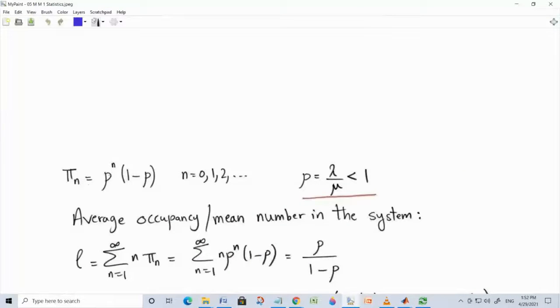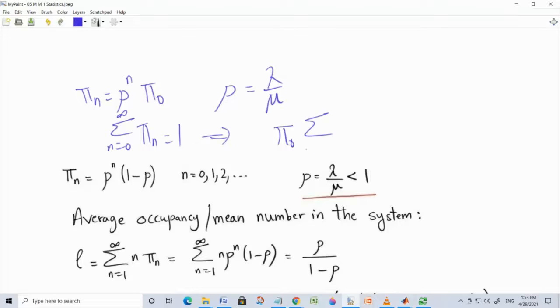So what you do is that you get pi n as rho to the n pi 0, where rho is lambda over mu. Great, every probability is now expressed in terms of pi 0, so let's get pi 0 using the normalization condition that the sum over n from 0 to infinity of pi n should be equal to 1. So pi 0 times the summation over n from 0 to infinity of rho to the n should be equal to 1. Basically you are able to find the solution if rho is strictly less than 1.